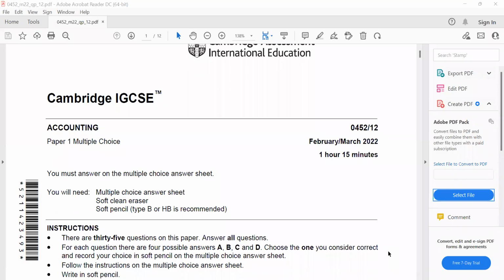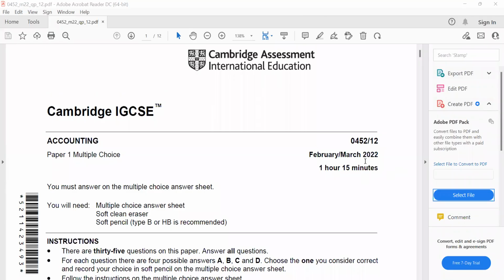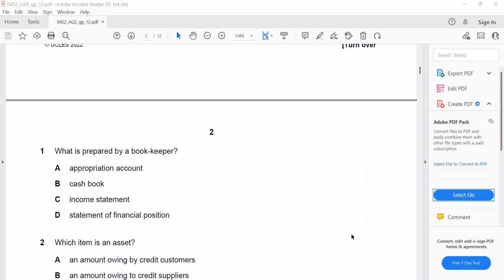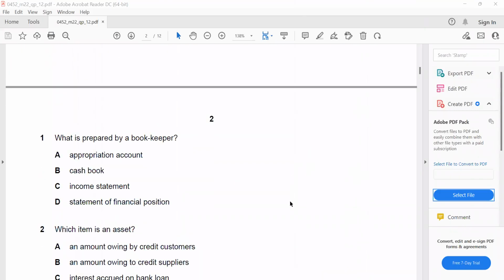Hi, okay, we do the paper one. This is the 2022 February-March paper. Question number one.